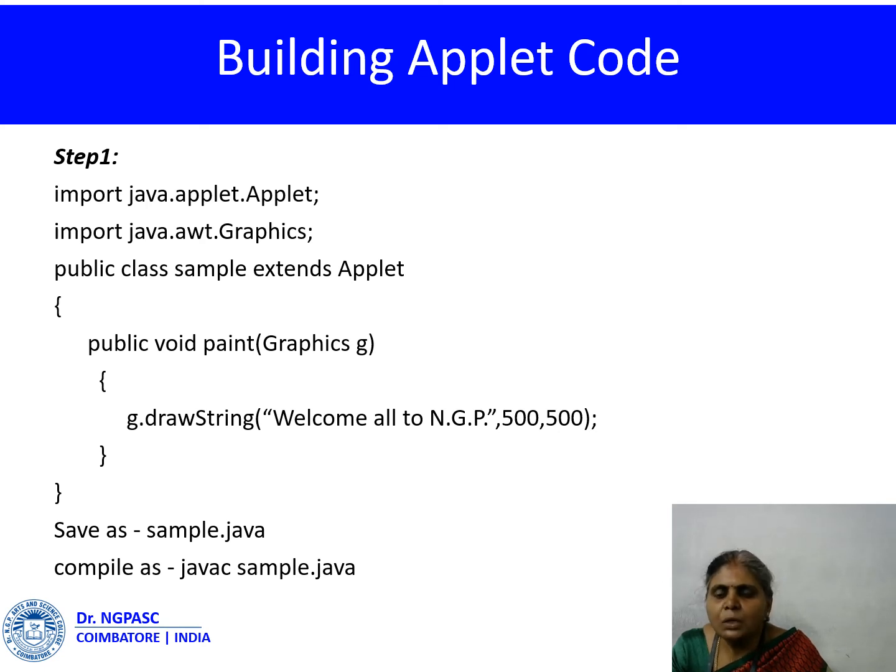Once it is compiled and there is no compilation error, then the folder consists of two files. One is sample.java, another one is sample.class. As I already told you, in the HTML page we are going to embed this particular code. So the code is actually a compiled byte code, not the Java code. So now the sample.class is going to be used as an attribute within the applet tag.